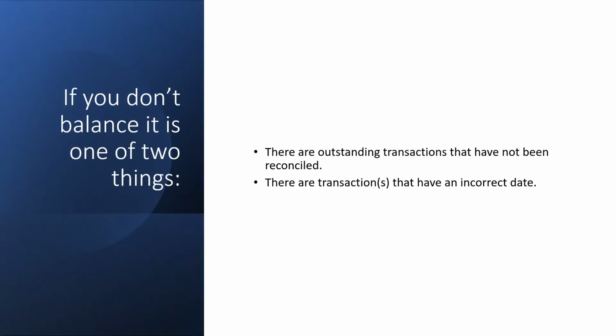If you don't balance, it's one of two things. One, you have outstanding transactions that have not been reconciled. So you can look at your reconciliation report for uncleared transactions. These are probably duplications that need to be deleted, but we will look at these on the next slide. The second reason you could be out of balance is a date issue. You may have a transaction or two that has an incorrect date. We will also discuss this on the next two slides.